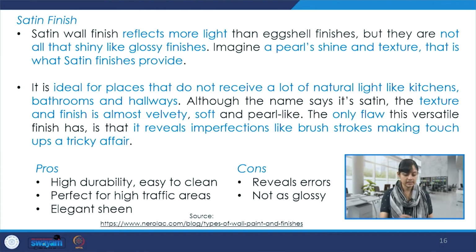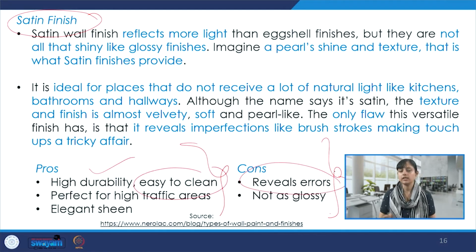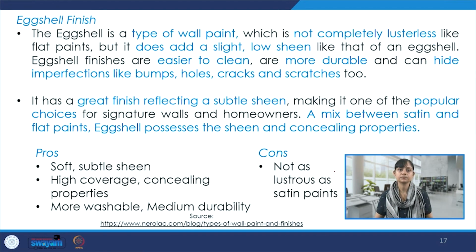There is satin finish. Now that reflects more light. And they are not all that shiny like glossy finishes, but they provide luster to some extent. And it is ideal for places that do not receive a lot of natural light, like kitchens, bathrooms, and hallways. And here also, there are advantages and disadvantages. We see high durability, easy to clean, but it reveals errors. So again, we have to pick and choose.